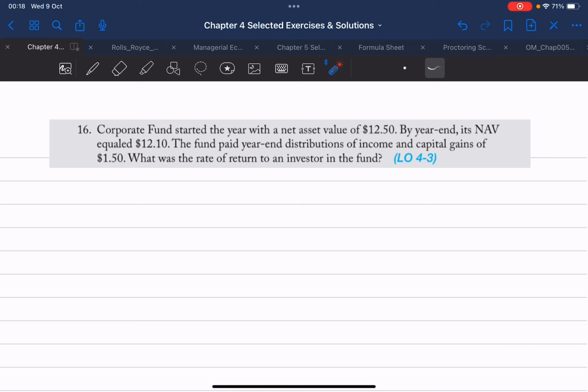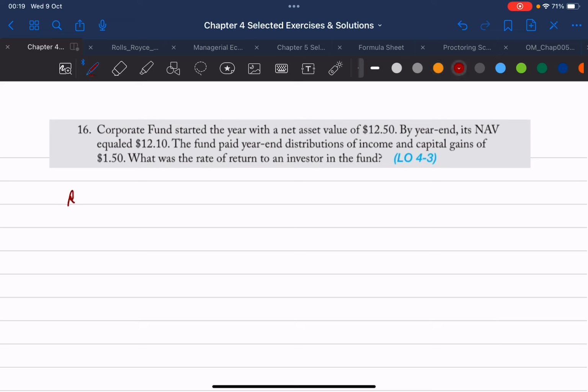So here, as you can see, we are assuming someone investing in this fund, and the net asset value of that fund had dropped by about 40 cents, okay? But the investor did receive distributions of $1.50, okay? So just by looking at the question, we can analyze it a little bit. We can see that the investor had made a profit, but that profit would be less than the amount of the distribution. But in order to calculate it as a rate of return, we use the following formula.